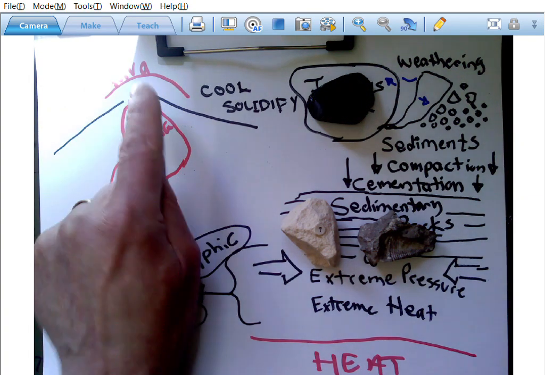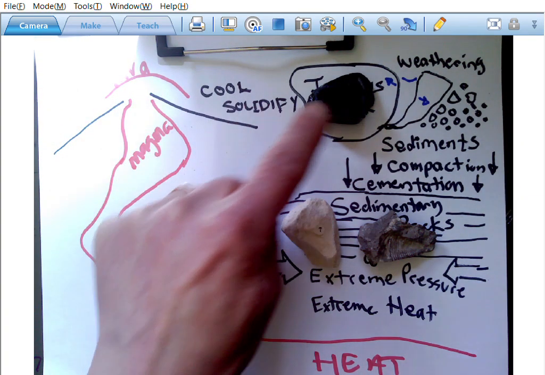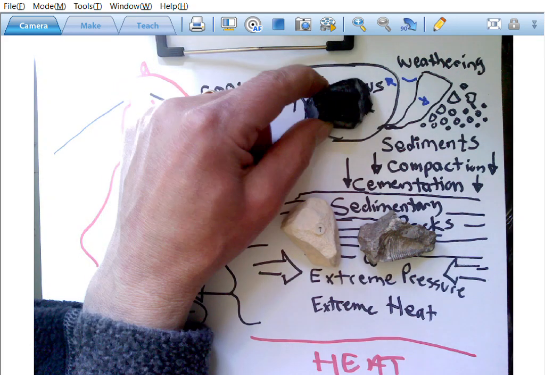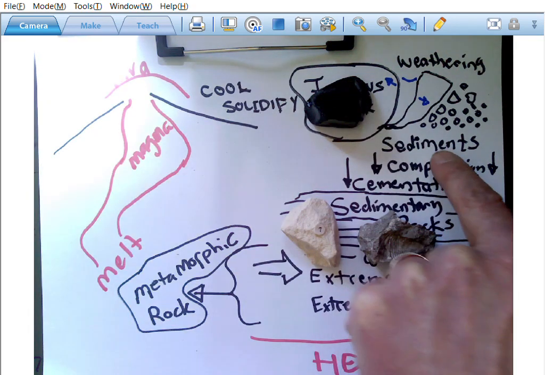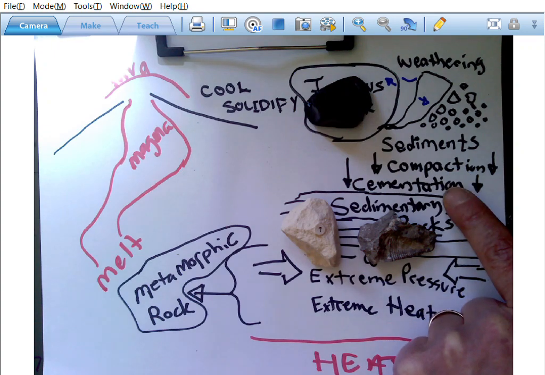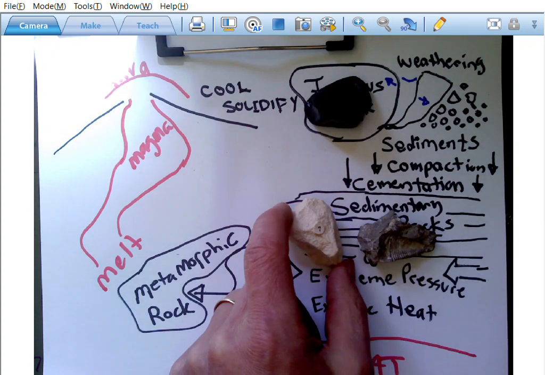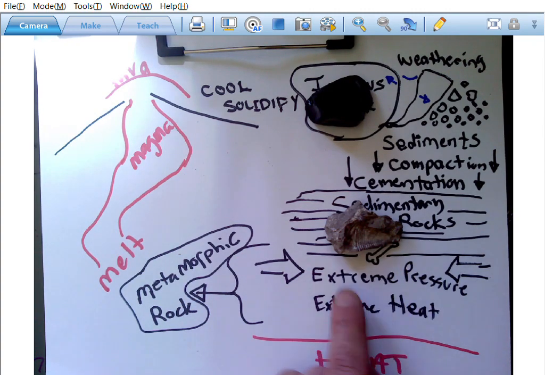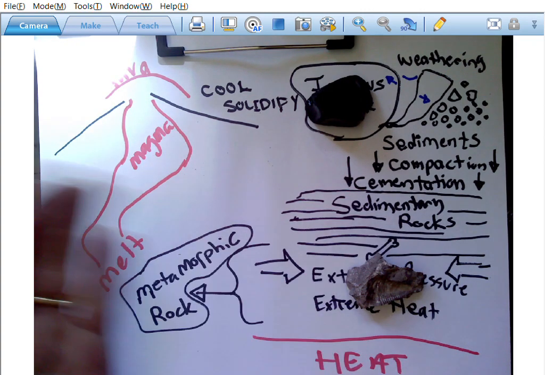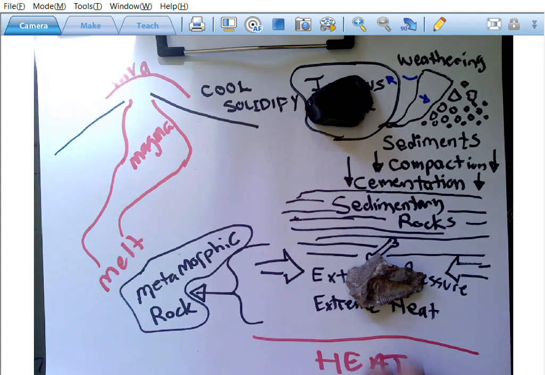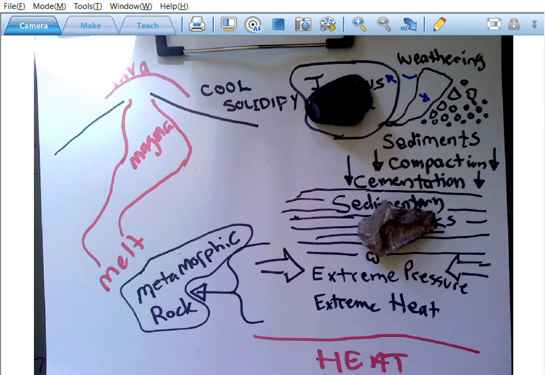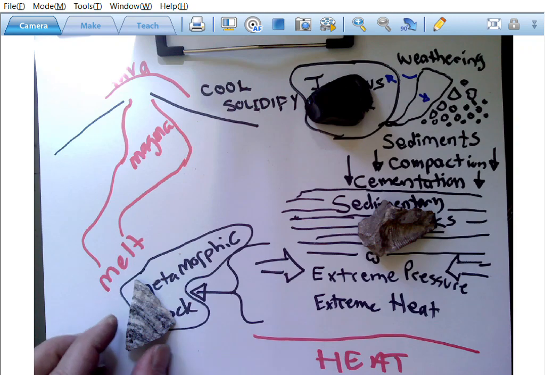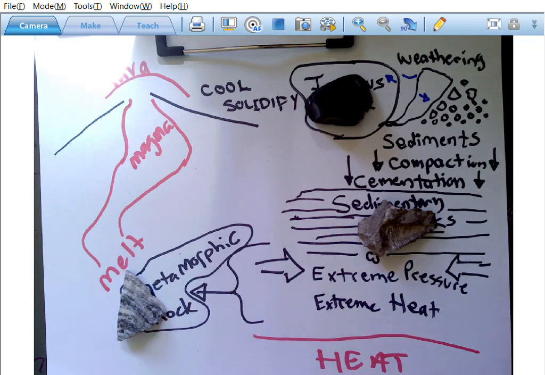So you can start with lava, cool and solidify it to make an igneous rock, weather this into sediments, compact and cement that together, and make sedimentary rocks. And you can take this and put extreme heat and pressure on it, crushing it, burning it, and change it into a whole new rock, a metamorphic rock. So that's the rock cycle.